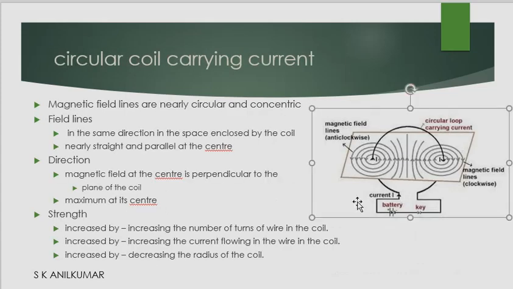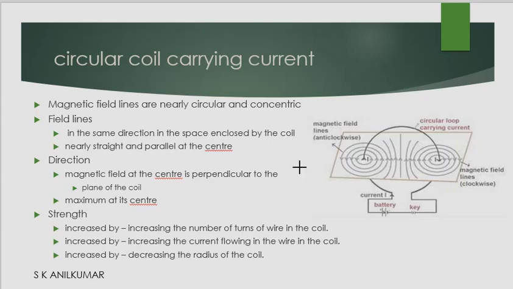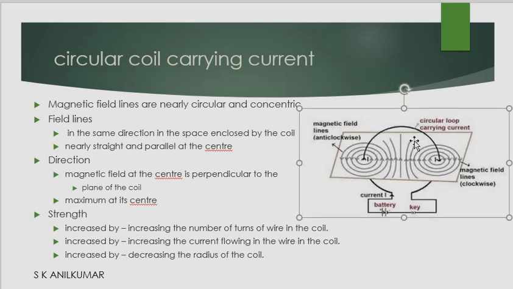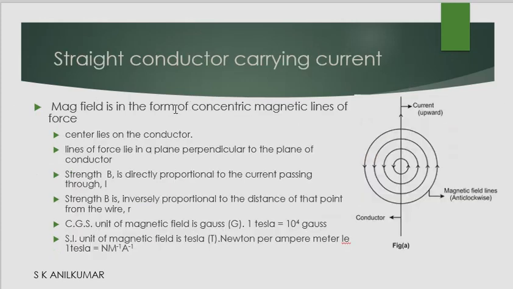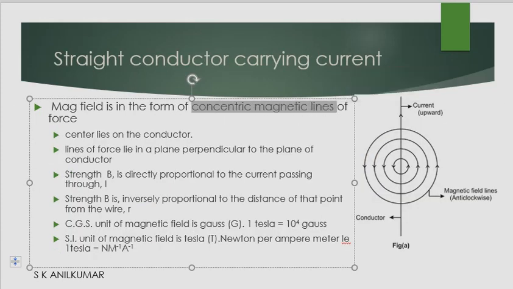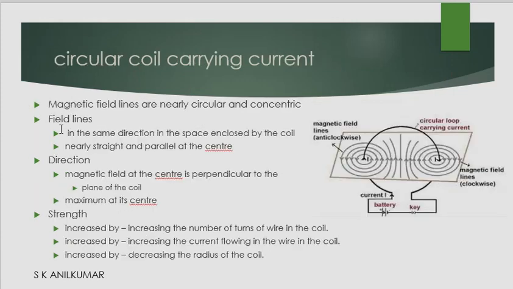Now, in case of a circular coil, what happens? Suppose you have a circular coil. Magnetic field lines are nearly circular and concentric. Here we have concentric magnetic lines.